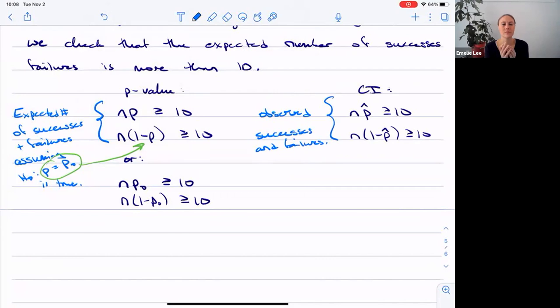And this is really annoying in the beginning, but it's one of those things that you just need to commit to memory. And of course, your tests and stuff are all open book, so have it organized for yourself somewhere along the way, right? And as we do more examples, you'll see. The independence condition is still there for both scenarios, right? So we have to check, do I have enough successes and failures, whether that be observed or expected, but I also have to have independent outcomes.